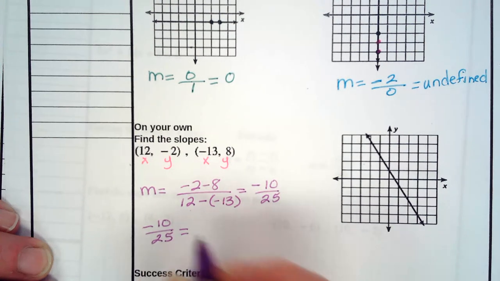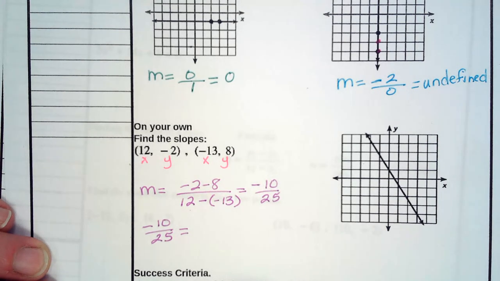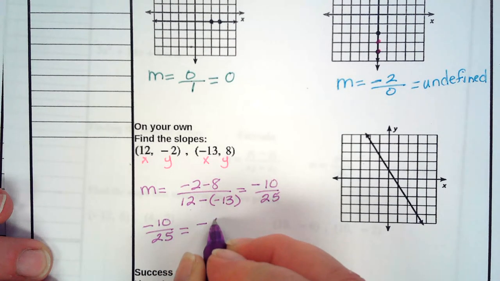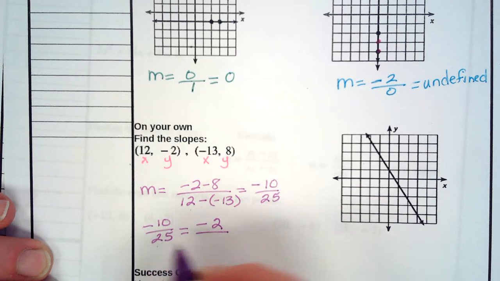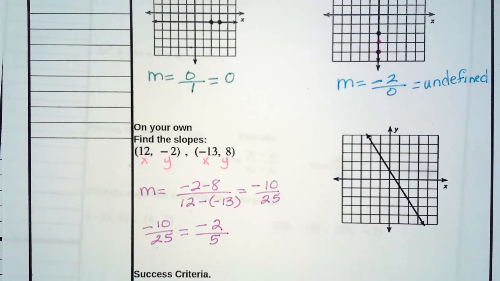Okay, this is not simplified. What number divides evenly into 10 and what number divides evenly into 25? That would be 5. -10 divided by 5 is -2. 25 divided by 5 is 5. And we've simplified and we are done. Okay, if you didn't try this one on your own, please pause and try the last practice on your own.